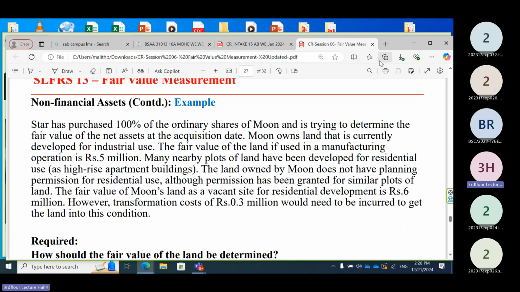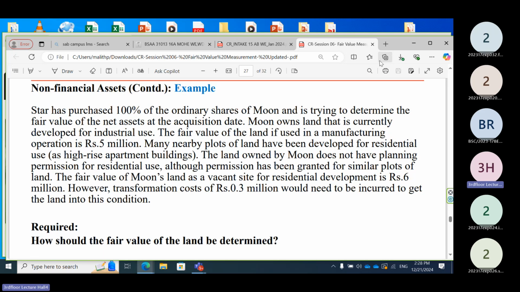Here we have a question. Read that and try to give an answer. Highest and best use, but not financial asset.